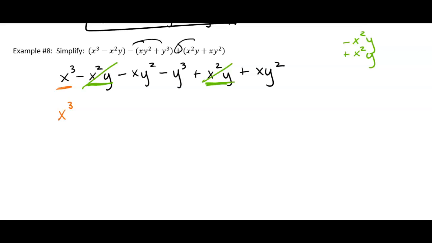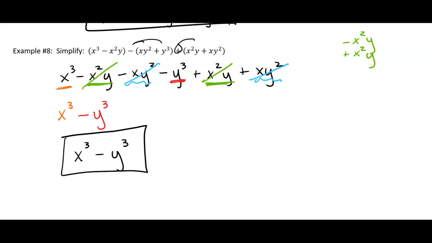I got to cancel them out. So they're gone. All right, now I have a negative xy squared and I have a positive xy squared. Those are both going to be out. Okay, we're losing terms left and right here. Okay, now what do I have left? I have just this one, minus y cubed. Okay, so I'm going to just rewrite that. x cubed minus y cubed. So we started out with 3 polynomials, each having 2 terms. We had 6 terms, but in the end we wound up with just these 2 terms. So that was exciting.